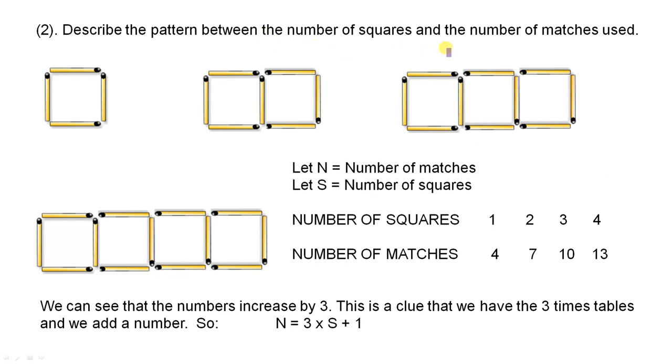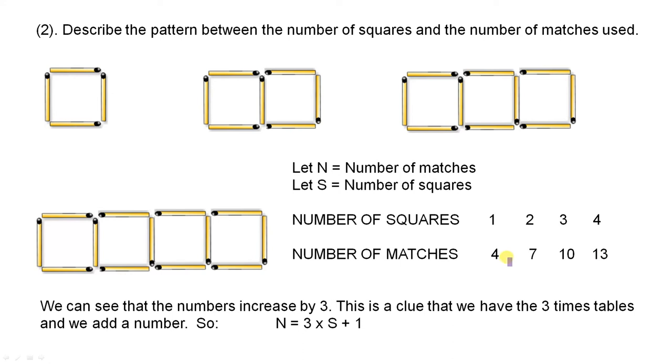Describe the pattern between the number of squares and the number of matches used. So here we have 1 square, 2 squares, 3 squares, and 4 squares. So following on from the previous example, if we let n equal the number of matches and s the number of squares. So when we have 1 square, we can see quite clearly we have 4 matches. When we have 2 squares, if we do the counting, that's 4, 5, 6, 7, we have 7 matches. When we have 3 squares, if you count the matches, you have 10. And when you have 4 squares, count the matches to give you 13.